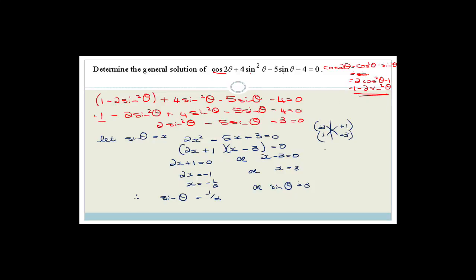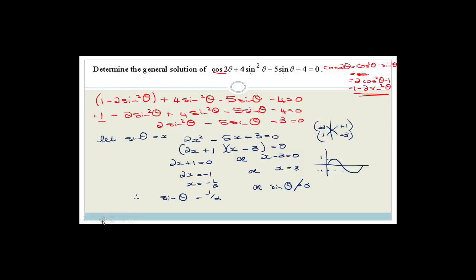Because if you think about a sine graph, remember the sine graph looks like this. It goes up and down. The top of this is 1 and the bottom is minus 1. So the biggest number that a sine can be is 1 and the smallest it can be is minus 1. So definitely not 3 or minus 3 for that matter. So this is not a possible solution. So therefore, the only possible solution we have is that sine theta equals negative a half.